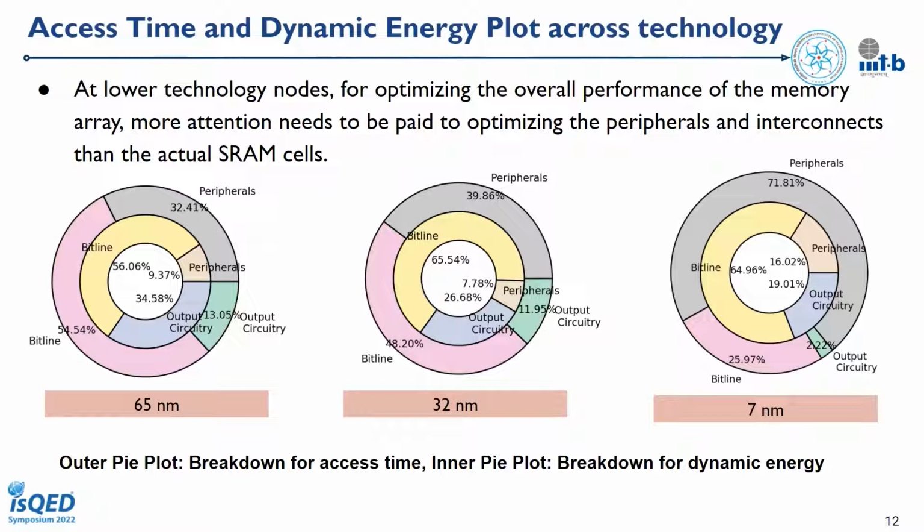We observe from the outer pie plot that the contribution of bitline delay reduces as the technology scales. On the other hand, the peripheral and interconnect delay in the 7 nanometer node contributes heavily to the access time. Hence, we can conclude that at lower technology nodes, for optimizing the overall performance of the memory array, more attention needs to be paid to optimizing the peripherals and interconnects rather than the actual SRAM cells.